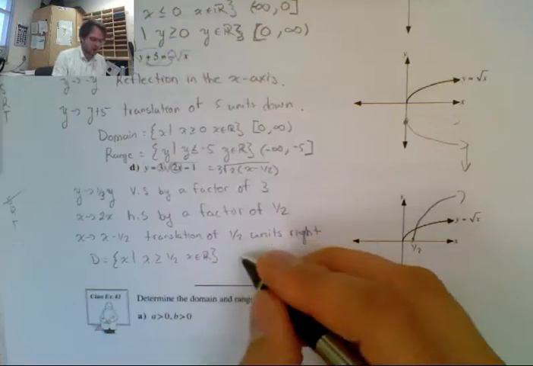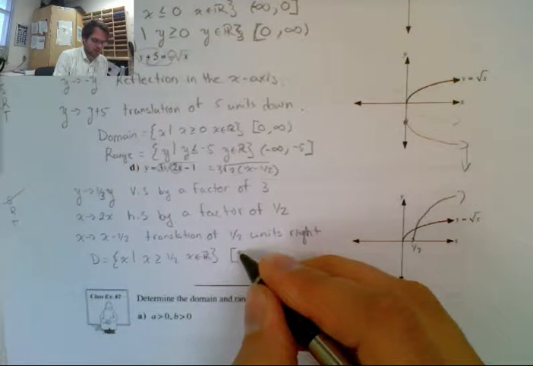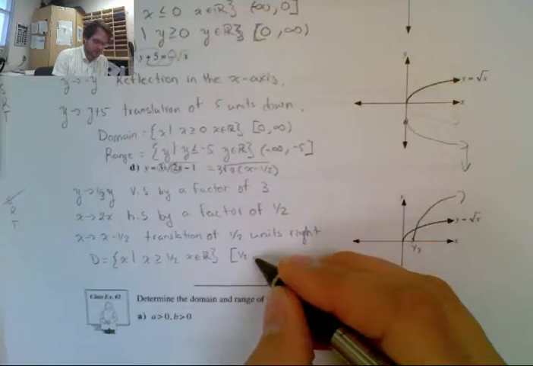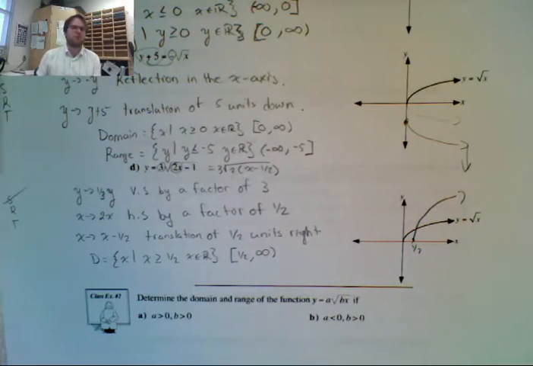Okay, so we have this again. We're going to put 1/2 is my minimum, and it could equal it, so it's a square bracket, and it's all the way to infinity, and we don't know where that ends, so it approaches forever, so that's why that's a circular bracket.